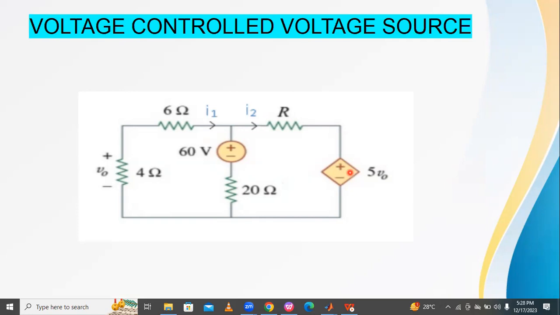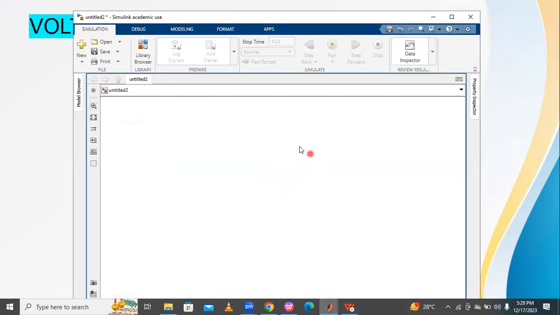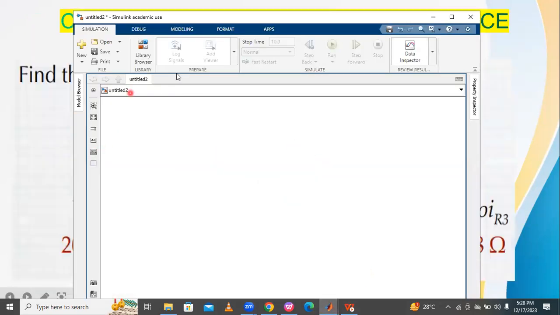And then all these four different types of dependent sources can be simulated by using MATLAB Simulink. Open MATLAB Simulink here. The first one is the current controlled voltage source. It has five resistors, one voltage source and one dependent source.